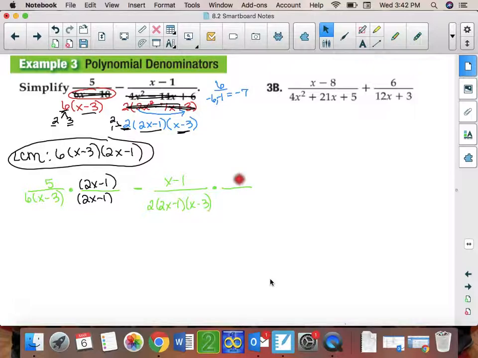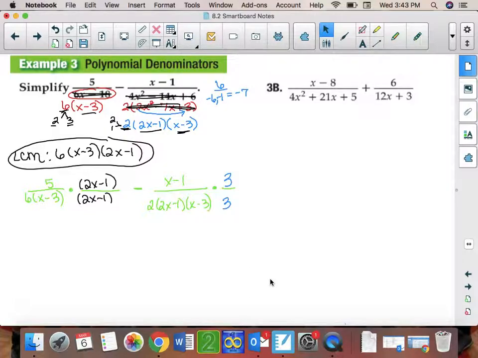Okay? And then I'm going to go over here, and I have this 2. I need it to become a 6, so I need to multiply by 3. And then I have 2x minus 1 here, which matches what my LCM needs to be. And I have x minus 3 here, which matches here. And so I don't have to multiply by anything else, just my 3 top and bottom.